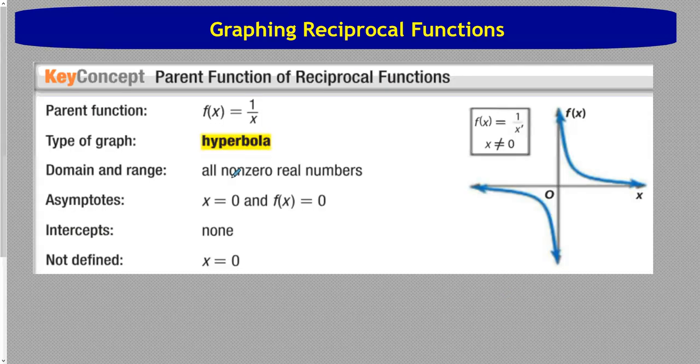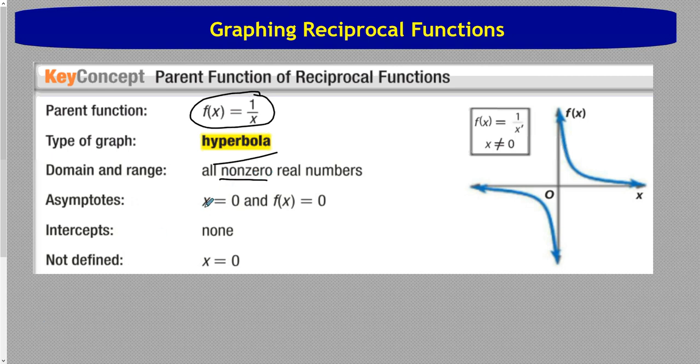Okay, so here's some stats, or the fact sheet, if you will, about the graph of a reciprocal function. So the parent function is just 1 over x. Just like for a linear function, the parent function is just x. This type of shape is called a hyperbola. The domain and range is all non-zero real numbers.